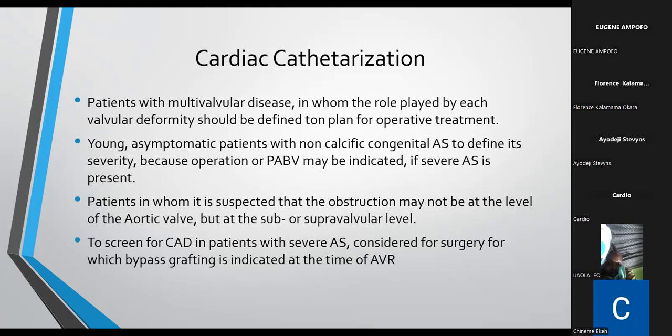A cardiac cath is also done in a patient in whom you are suspecting that the obstruction may not be at the level of the aortic valve, but at the sub or supravalvular level. And then you also want to do a cardiac cath to screen for coronary artery disease in patients with severe AS, to consider for surgery with CABG.